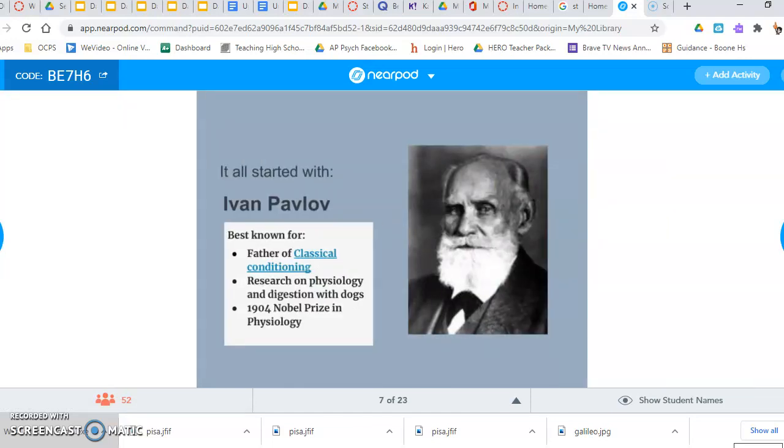All right, so we're going to start with Ivan Pavlov. Pavlov is probably one of the most famous people in psychology. He's considered to be the father of classical conditioning, but he really wasn't actually a psychologist. He was a physiologist who was studying dogs. And in a study of dogs, he was studying their digestion and their salivation.